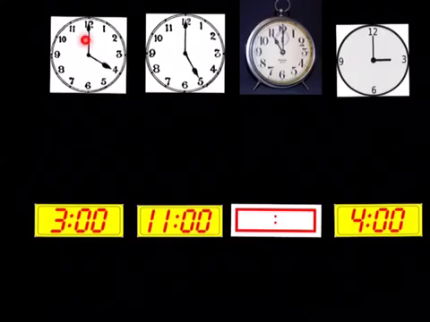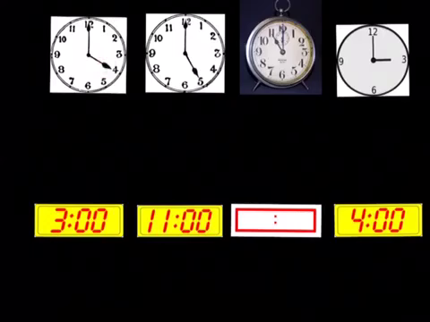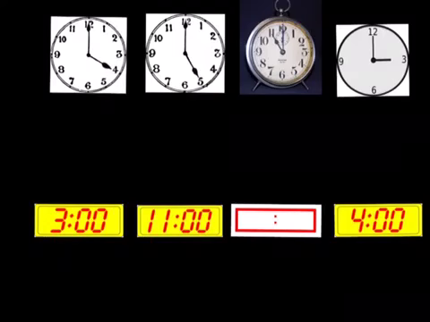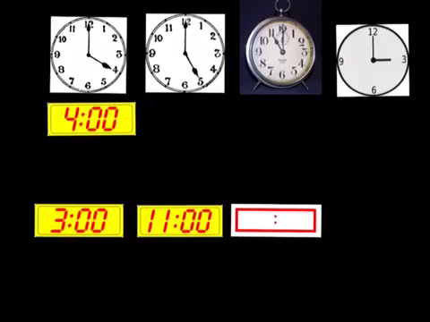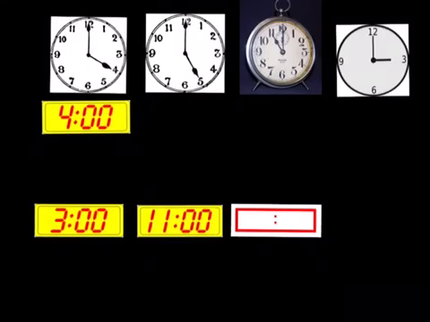Remember this one? Minute hand is on the 12, it's an o'clock time. The hour hand is on the 4, so it's 4 o'clock. Have a look down here. Which one do you think matches? That's right, it's this one here that has the 4 and the 00. So that reads 4 o'clock.